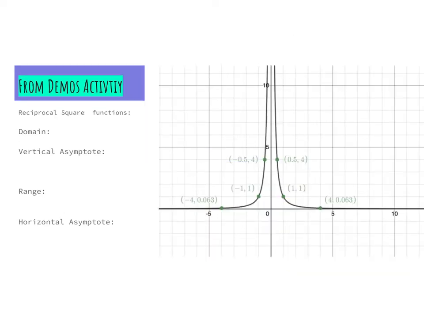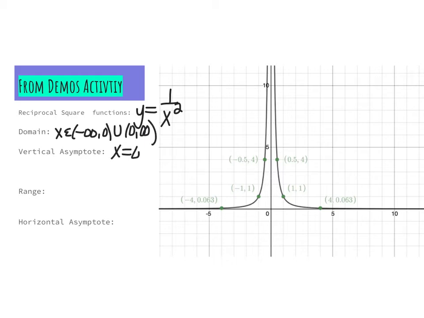The other function we learned about in our Desmos activity was the reciprocal squared function, and this takes on the form of 1 over x squared. For your domain, the domain is the same. X is an element from negative infinity to 0, in union with 0 to infinity, giving us that vertical asymptote again at x equals 0.